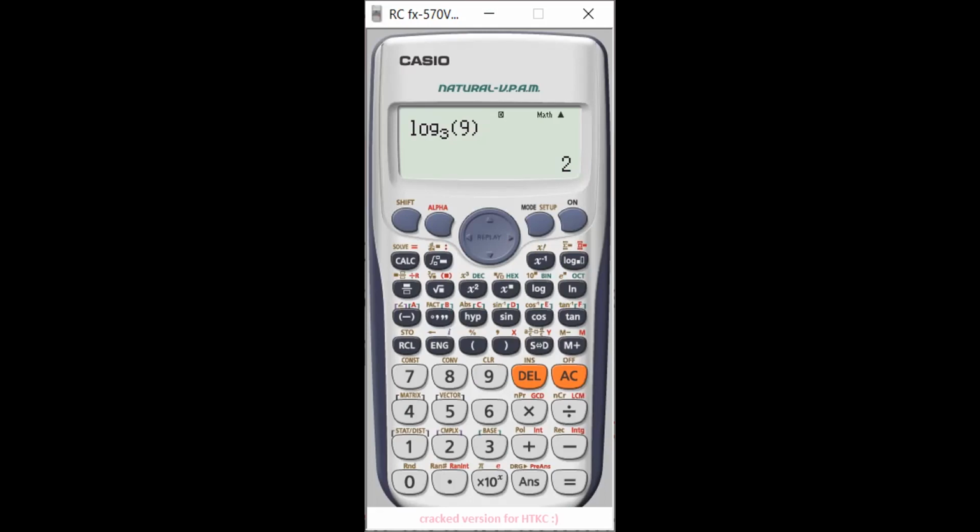There are 2 log buttons. If it is log 10, press this. If it is log 3 or anything, then press this. You can change your base according to your needs. Everyone, just have a look at your calculator. Okay, online, everyone, you guys understood? Yes. Okay, fine.